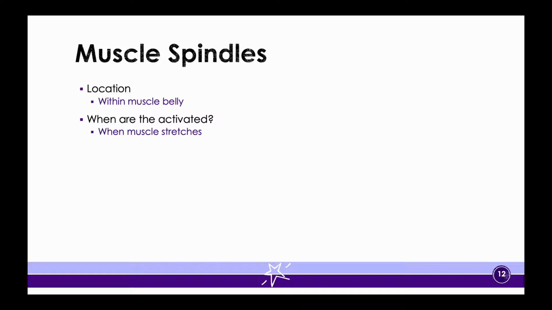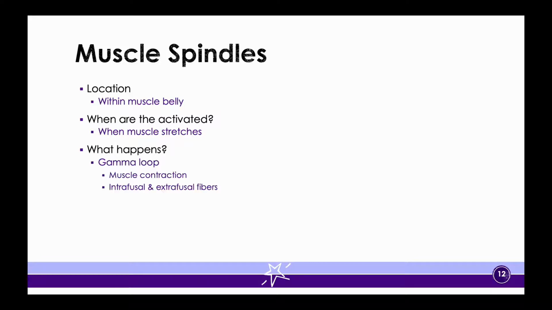So now let's take a look at muscle spindle fibers. The location of these, instead of being at the junction between the muscle and the tendon, is actually within the muscle belly themselves. So in the larger portion of the muscle belly itself. And when are these activated? Well, you might remember this is when muscles are stretched. So they are activated when muscles are being stretched.